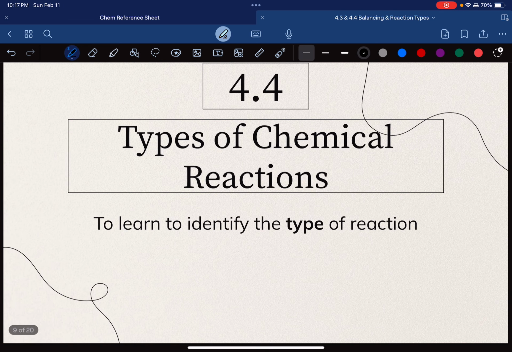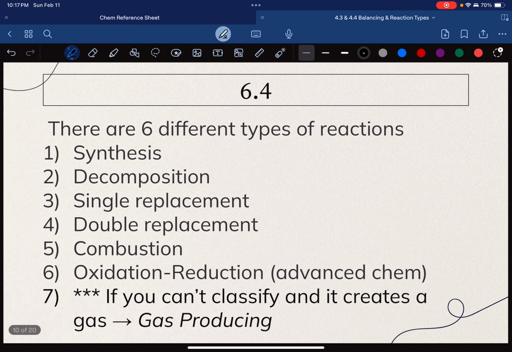Now, we're in 4.4, types of chemical reactions. You're going to learn how to identify the type of reaction. So there are 6 types of reactions. 1 is synthesis, 2 is decomposition, 3 is single replacement, 4 double replacement, 5 combustion, 6 is oxidation reduction. We don't talk about it too much in our class. You talk about it a lot more in advanced chem.